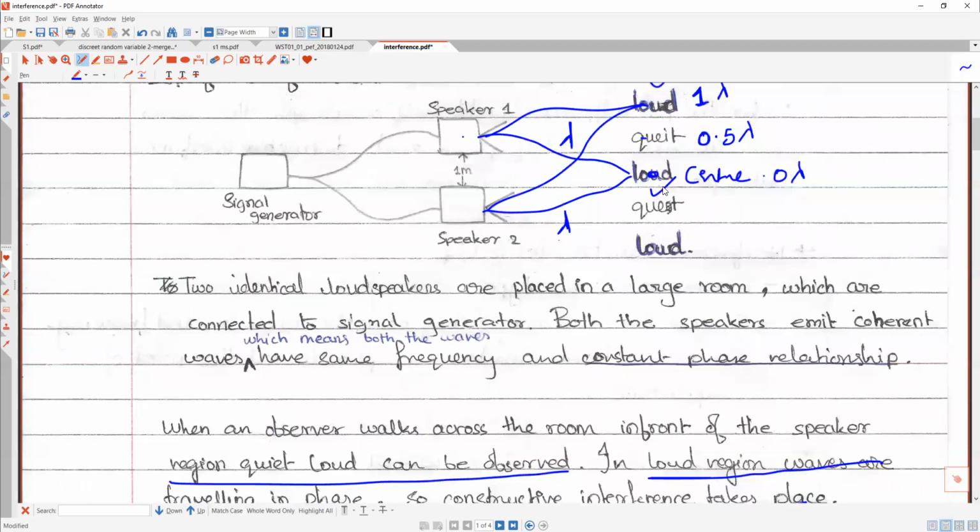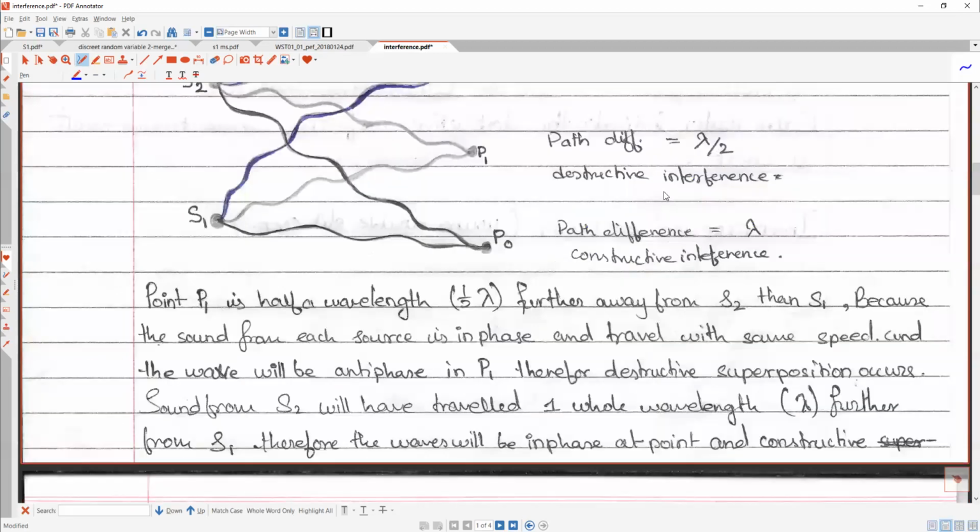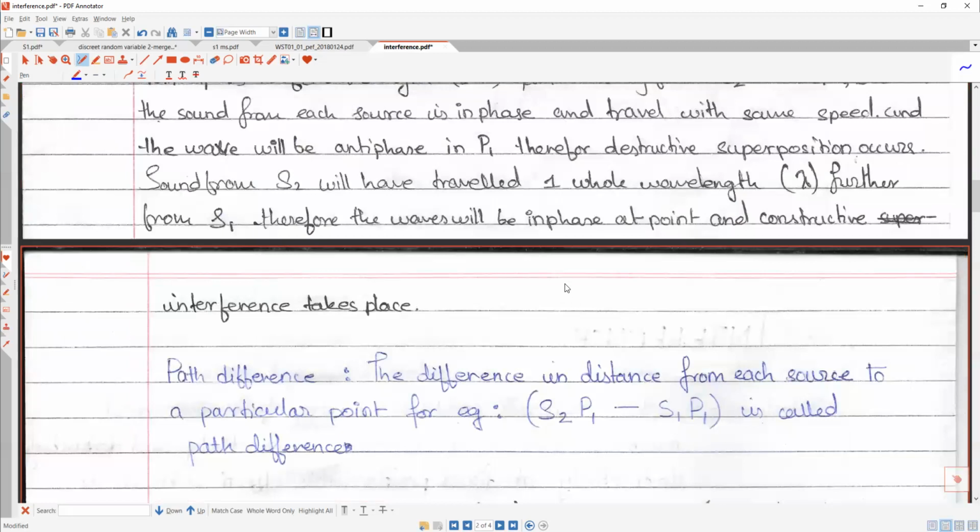Now let's talk about what's going on over here. This is the formula for path difference: the difference in distance from each source to a particular point. This is your source, speaker number one, and this is speaker number two, and this is that particular point. How much the difference is in their paths is what we call path difference. Let's say this is P1: S2P1 minus S1P1. Everyone got it?